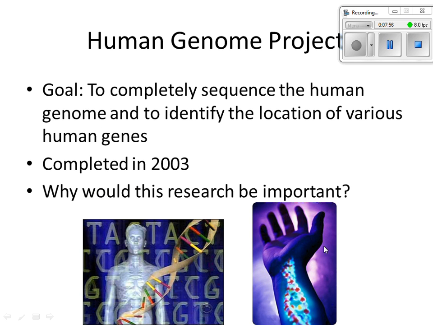Last thing, again, that we started with in the DNA replication, DNA structure podcast, was the Human Genome Project. And this was completed in 2003, and the goal was to completely sequence all the human genes to identify locations of the various genes. And why would this research be important? That's a really interesting question. Why would we need to do this?